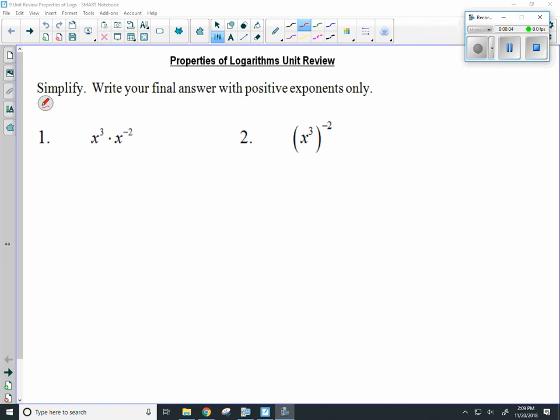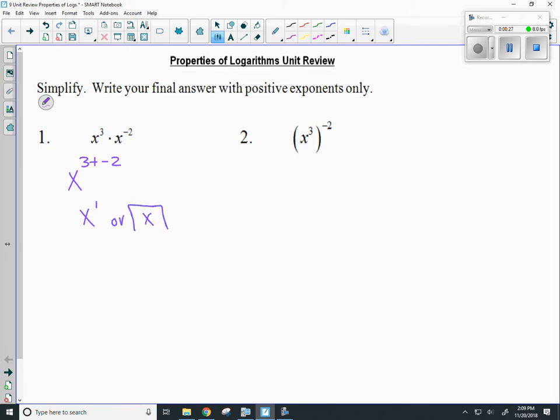All right, we can take a look at this first one. You have two bases being multiplied together, and whenever you multiply things with the same base, what you're going to do with their exponents is add them together. So technically you're doing 3 plus negative 2. You don't really have to show that step, but what you end up with is x to the first, or really just x.